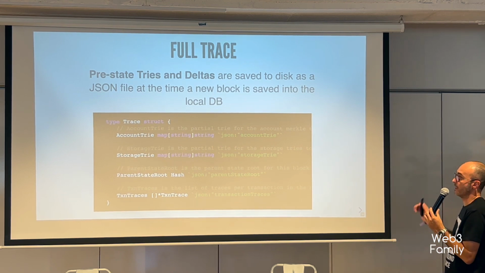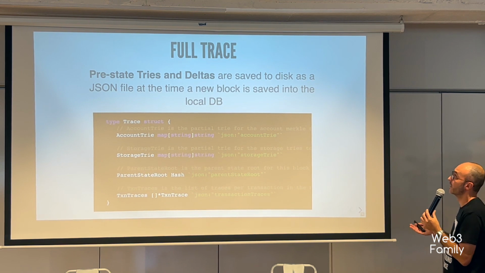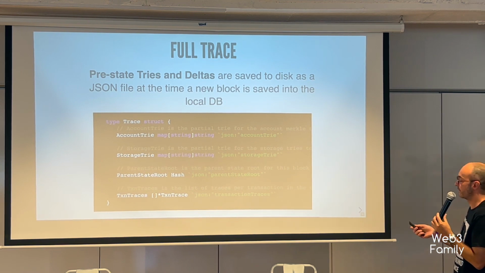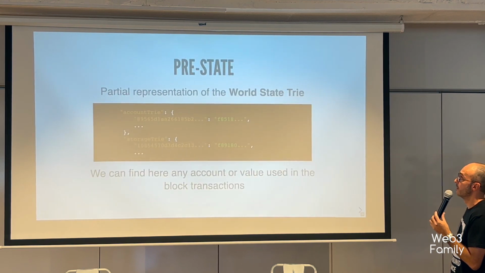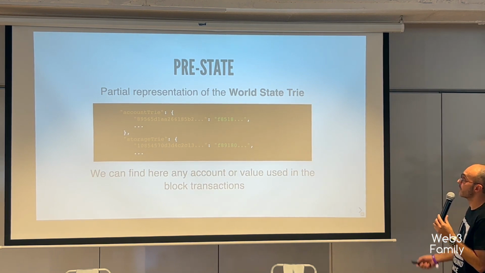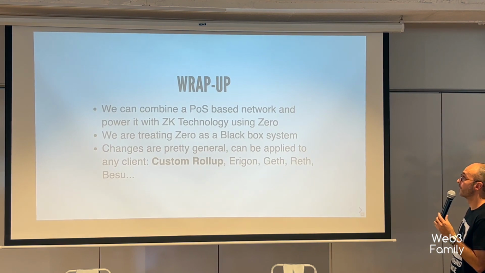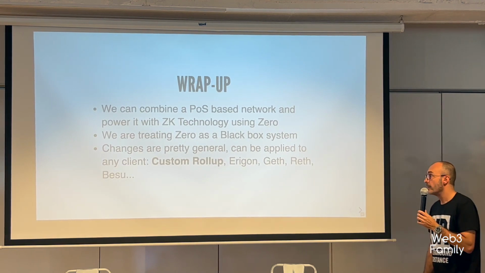At the same time, that block is saved to the local DB of the client. This is a pre-state as a representation of the world state trie. And I already explained this. It's a hash. It's a key value structure with accounts and storage used in the execution of the transactions of that specific block. Okay. So a little bit of a wrap up.